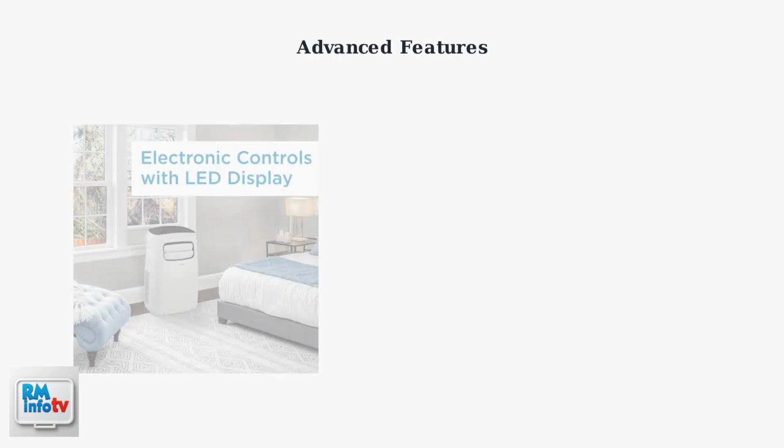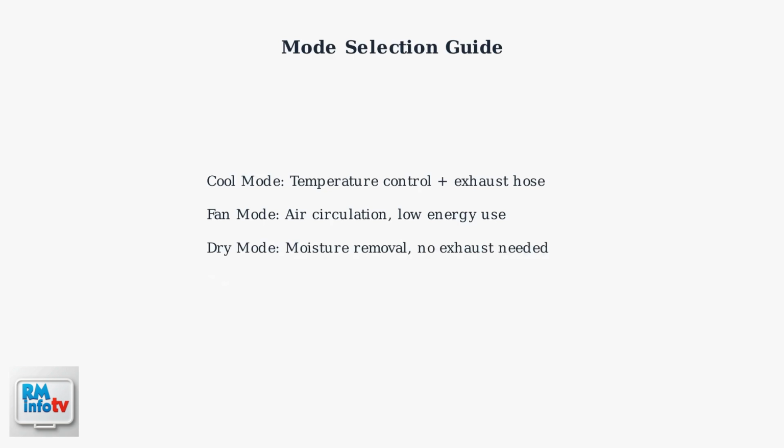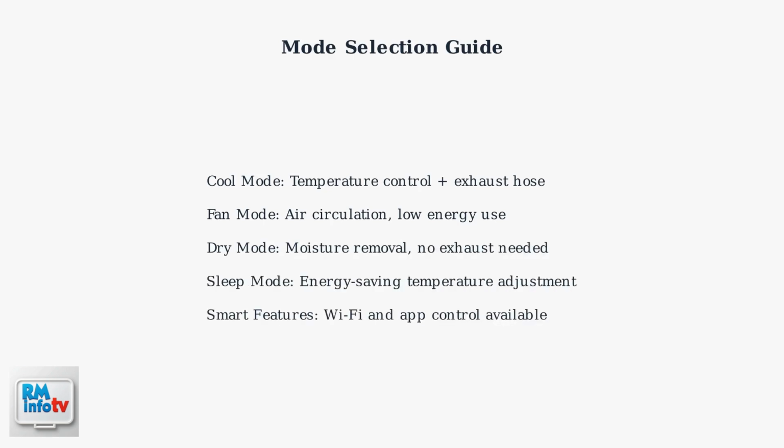Modern Danby units include advanced features like sleep mode, which gradually increases temperature over time to save energy while maintaining comfort. Many models also offer smart capabilities with Wi-Fi connectivity and mobile app control. Understanding these operating modes and features allows you to maximize your Danby portable air conditioner's efficiency and comfort. Choose cool mode for temperature control, fan mode for energy-efficient circulation, and dry mode for moisture removal.